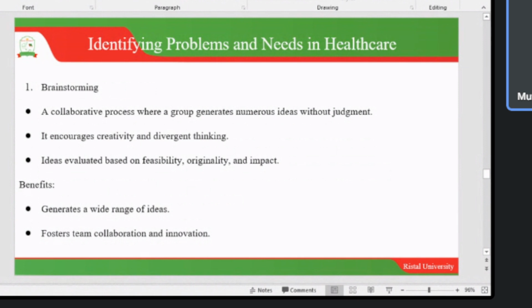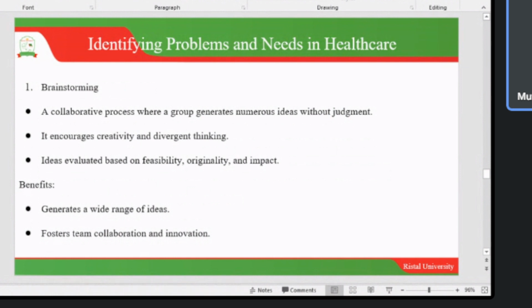and in brainstorming, it's generally a process that is collaborative in nature. Okay, where a group generates numerous ideas without judgment. No one is being judged here when it comes to brainstorming. Everyone's idea is welcomed and discussed. Okay, so it encourages creativity and divergent thinking. You should not be having the same kind of thinking when you're doing brainstorming.